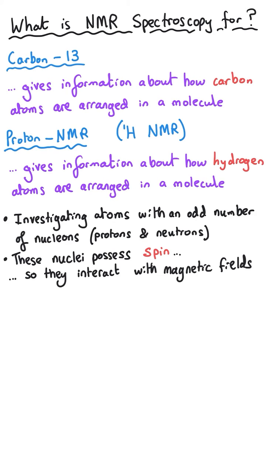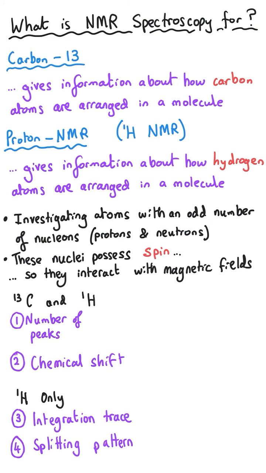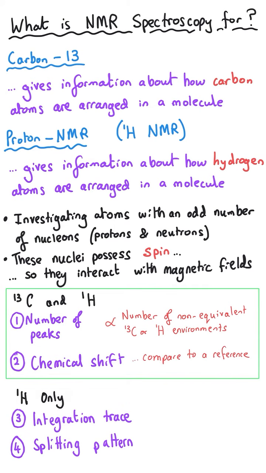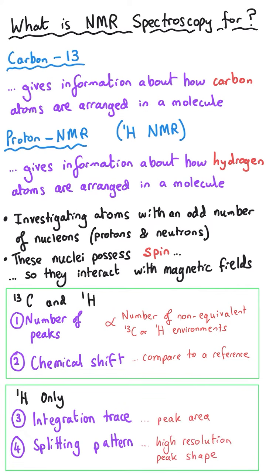Within those two, there are four different rules for NMR spectroscopy that you need to know. Two of them are common to both types of NMR, and that is to do with the different environments within the molecule, and that's the first rule that we'll take a look at. And then the second rule is to do with something called chemical shift. Then there are a further two rules that only apply to proton NMR, and these rules are referred to as the integration trace, which is to do with the area of the peak, and then the splitting pattern, which is to do with the precise shape of the peak.